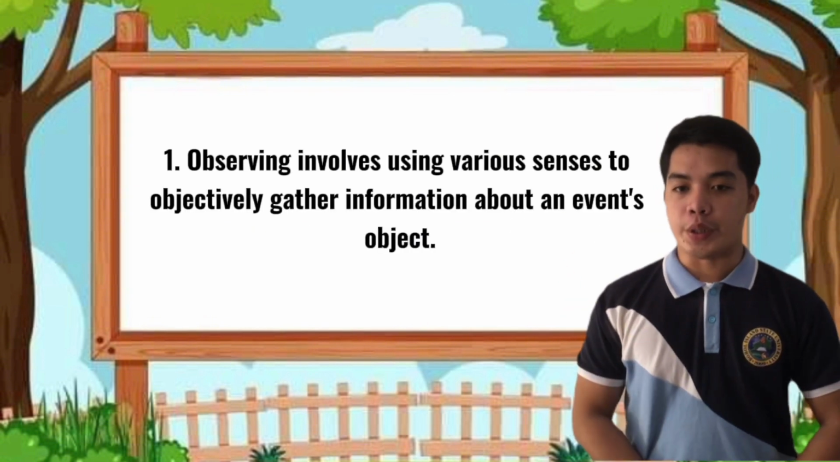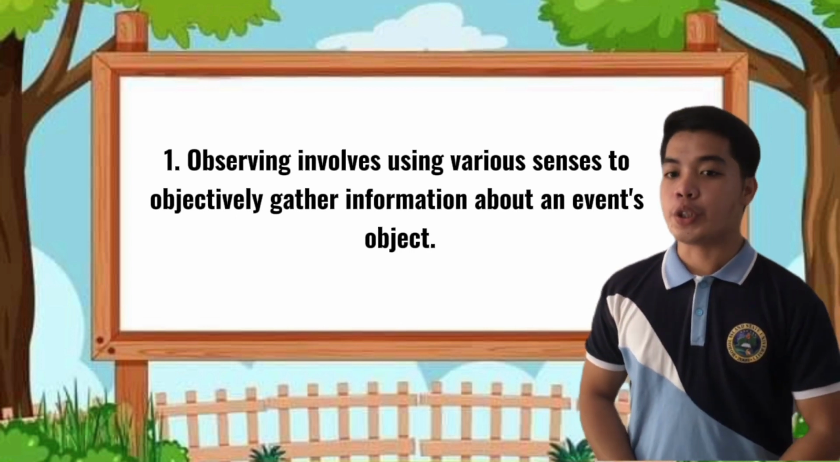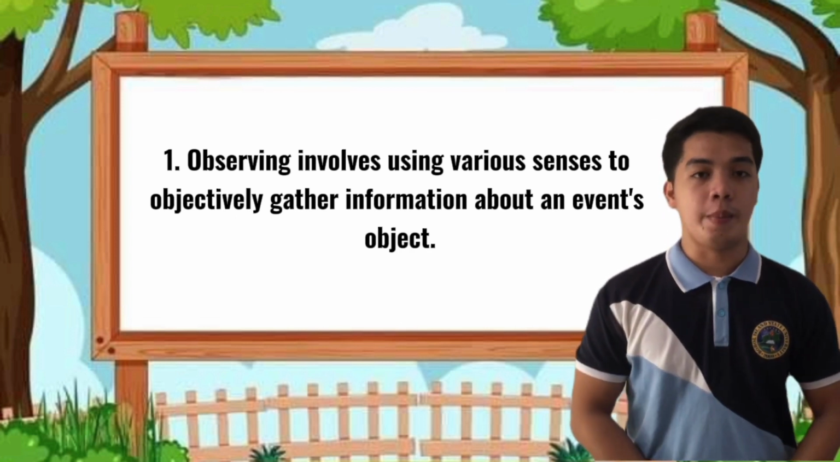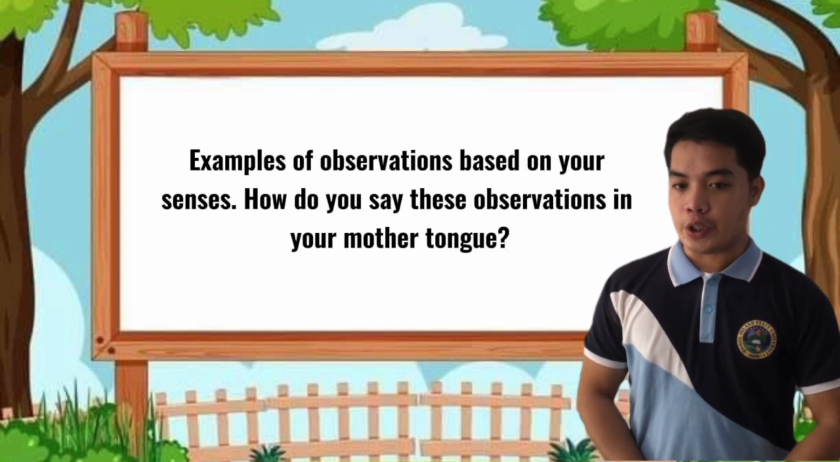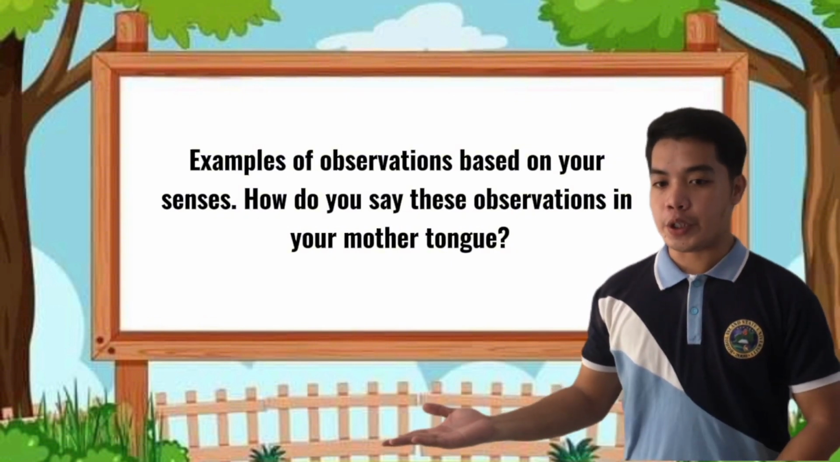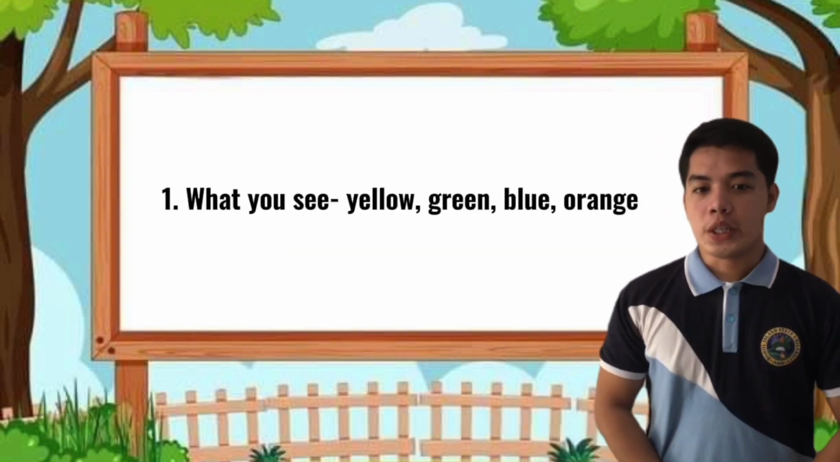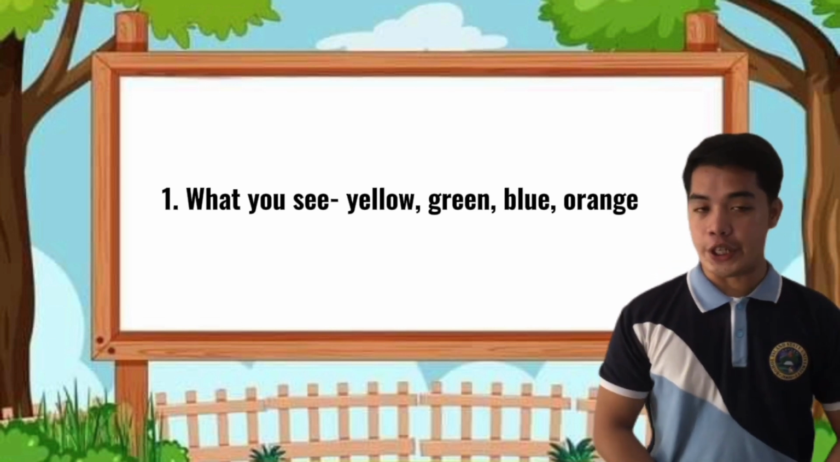First, observing. Observing involves using various senses to objectively gather information about an event or object. For example, observation based on your senses. How do you say this observation in your mother tongue? What you see: yellow, green, blue, or orange.